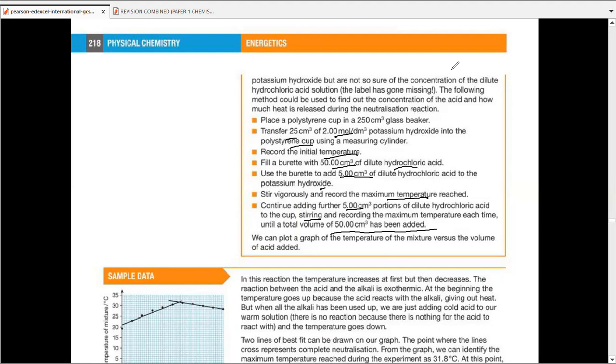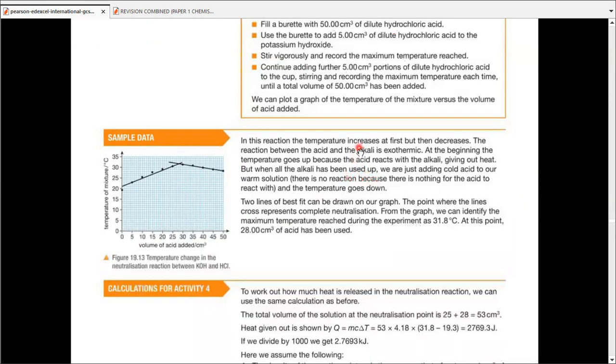Now, you are supposed to calculate its value with the help of a graph. Let's take a look at that graph. You would notice the graph has volume of acid added in cubic centimeter on the x-axis, and the temperature of the mixture on the y-axis in degrees centigrade. As you keep adding the volume of acid, you would notice the temperature keeps going up.